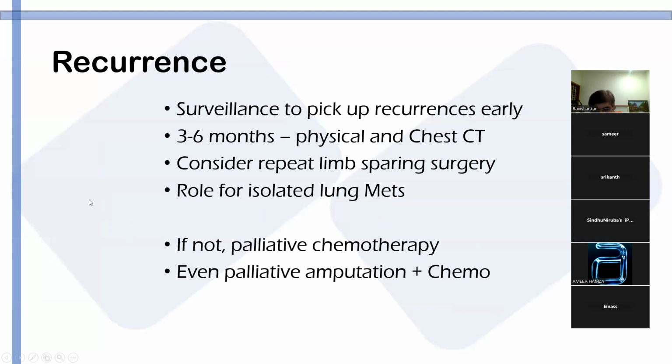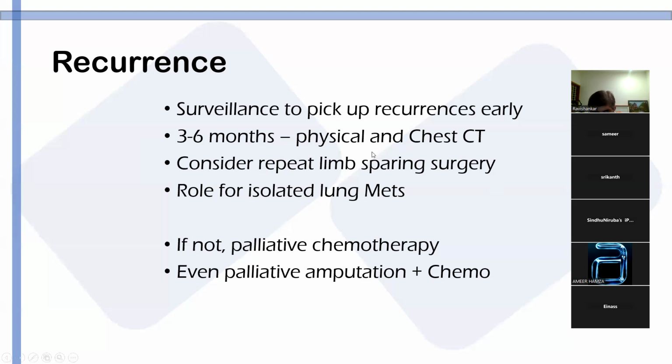Surveillance is an absolute must in any kind of sarcoma or even large benign soft tissue tumors. As I mentioned, the standard recommendation is to do a physical examination and a chest CT every 6 months for the first 3 years, and then every year until about 10 years. And if you have a recurrence, consider repeat limb sparing.